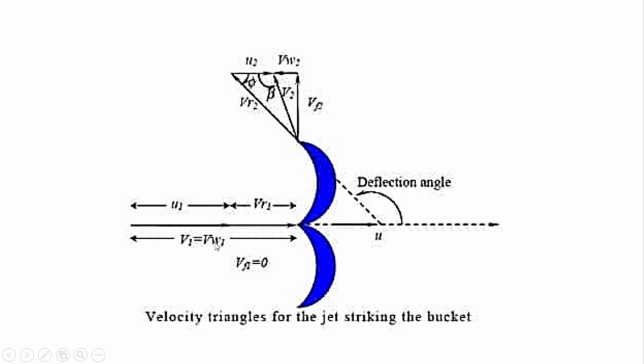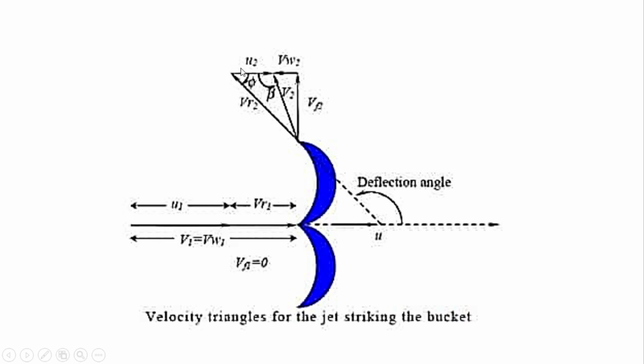This is the very basic idea for drawing the velocity triangle in the case of the Pelton turbine. I am going to repeat it right now, so just focus here. At first, the water is leaving the nozzle with a velocity v1, which is equal to vw1. I have already discussed each and everything during the class, so this will help you revise things very clearly. This u1 is the bucket velocity, and VR1 is the relative velocity of the water jet with respect to the bucket.